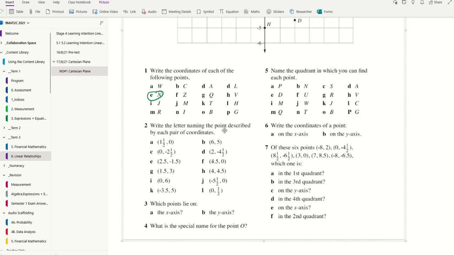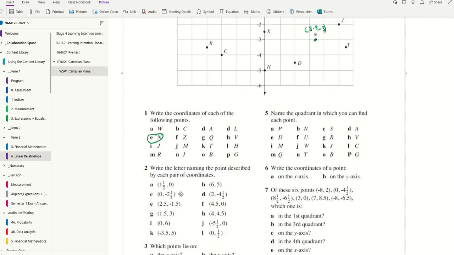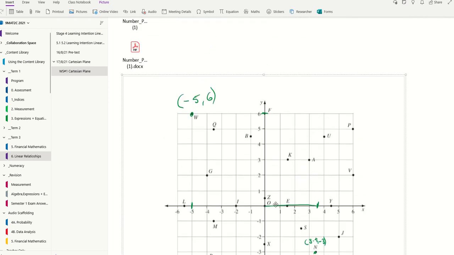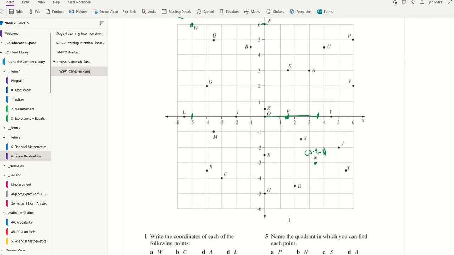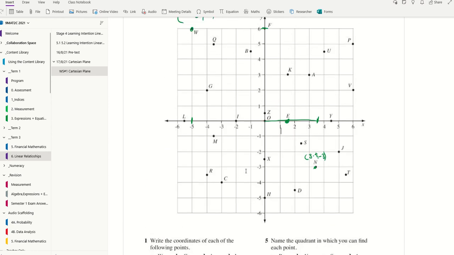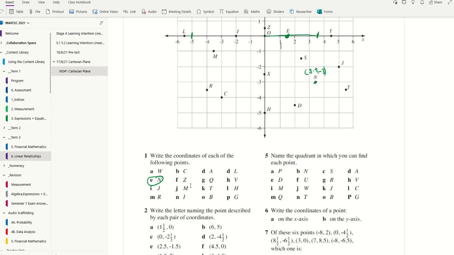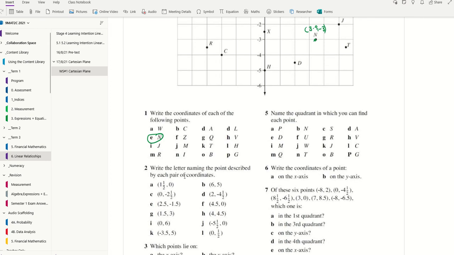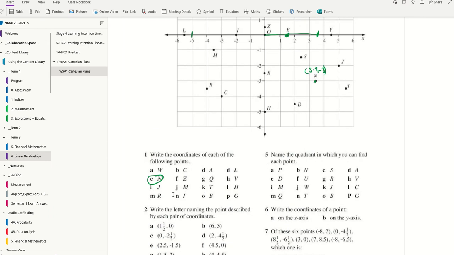Then the next one is to write the letter naming the point described, so just go and find them. 1.5, 0, across 1.5 and staying on there. There it is, right there is E. So go through and label those points. If you've put all of the coordinates in part A here, then you'll simply be able to go through. You've just about done this one anyway, really.